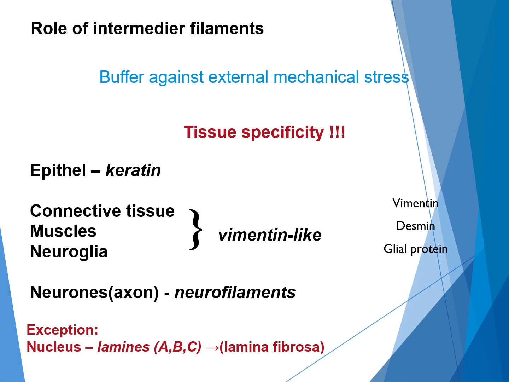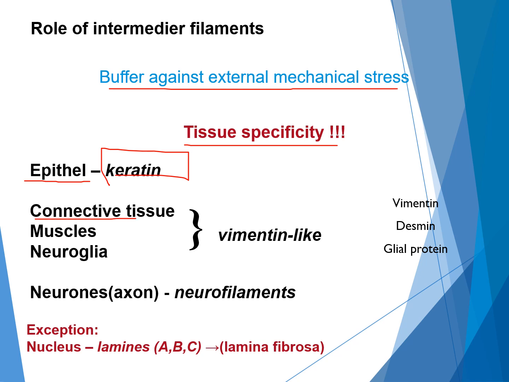All right, the intermediate filament is important for the tissue specificity because it buffers against the external mechanical stress. For example, in the epithelial cells we have keratin, while in the connective tissue, muscles, and neuroglia, we have vimentin-like structures, just like vimentin, desmin, and also glial protein.